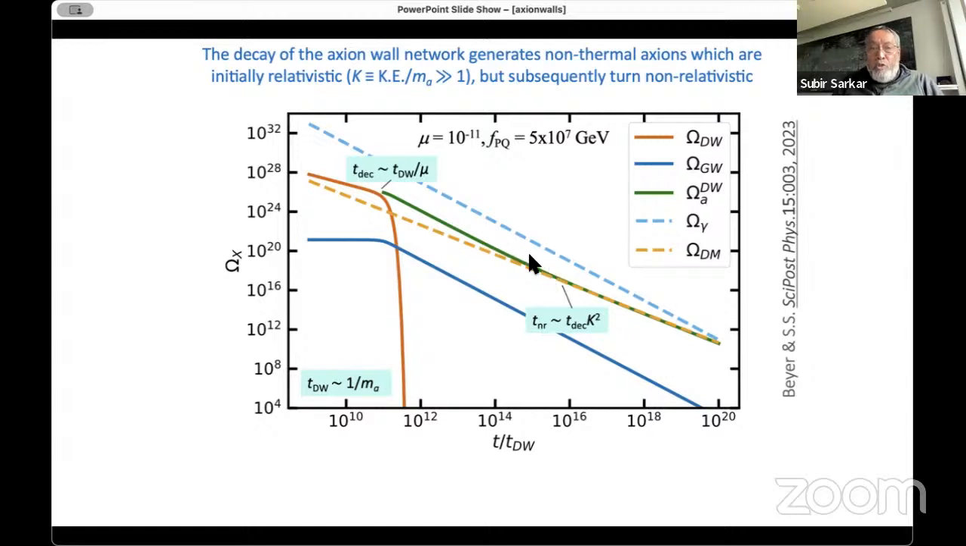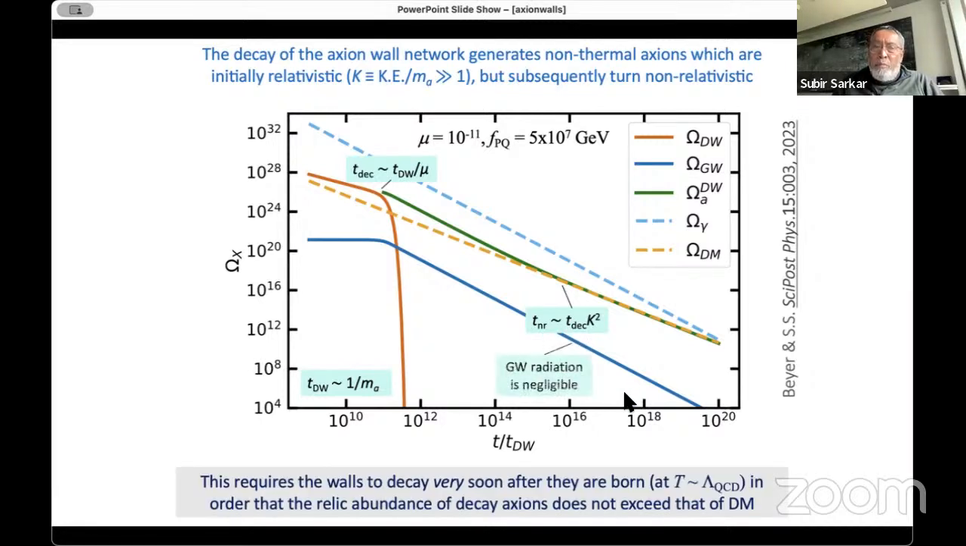For reference, I'm also showing you the radiation background of the universe. This is all happening in the radiation-dominated era. And we also calculated the radiation of gravitational waves from the wall network in the usual quadrupolar approximation. That is shown as this blue line. It is totally subdominant and is unimportant compared to the radiation of axions. The simulations that I referred to by the Japanese group are more sophisticated, and they obtain an answer which is a few times larger than we have here. But you can see these are orders of magnitude, so it doesn't change the conclusion.